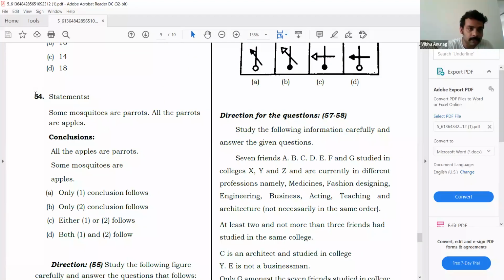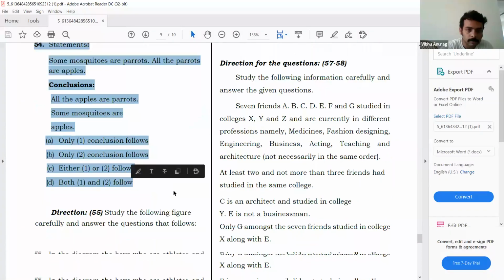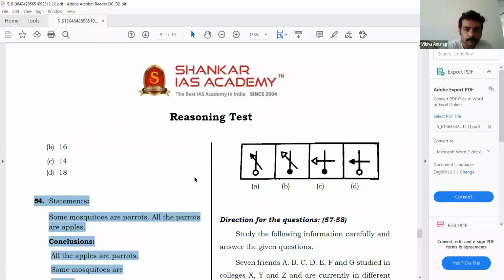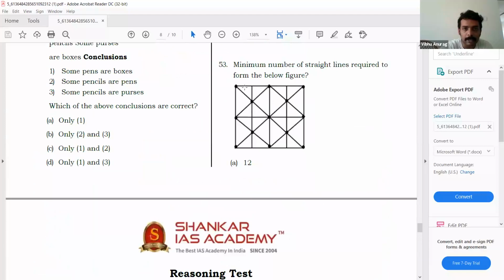53, the answer is C. 53rd answer is C. Any doubt with 53rd? I'll repeat once more. 3 horizontal, 5 vertical, 2 long diagonals, and 4 diagonals forming the kite. So 14. Let's go to the drawing board.